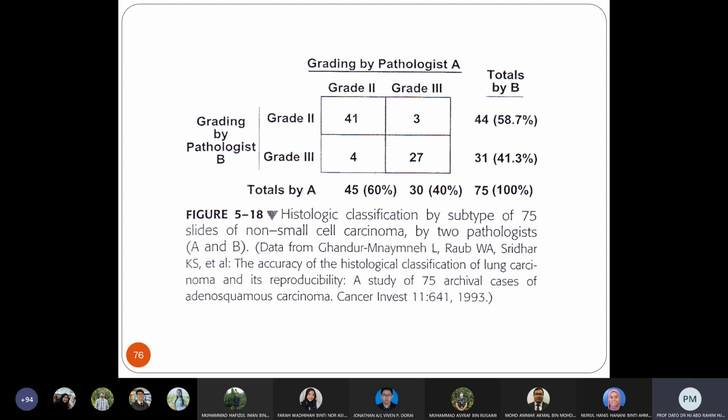So pathologist A and B looked at the slides and agreed that 41 are the same. There is a difference of only 3 and 4. The 4 graded as grade 2 by pathologist A are considered as grade 3 by pathologist B. These are the non-agreement. And for pathologist B, these 3 are grade 2, but were actually graded as grade 3 by pathologist A. Okay.